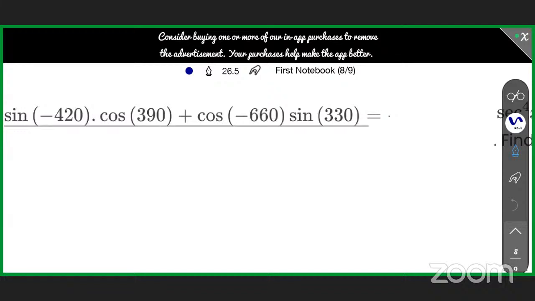I'll give you a clue, students, how to proceed ahead. I told you last time itself why we are studying the ASTC rule, as in all silver tea cups. That is to reduce the greater angles to smaller angles. So here all our angles are big, so we'll be using the ASTC rule to simplify these angles.